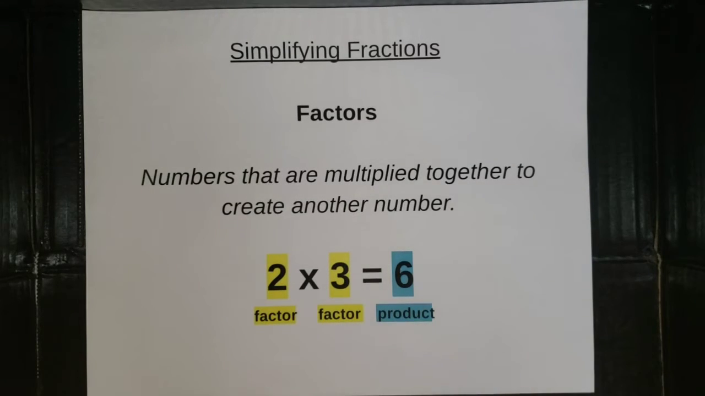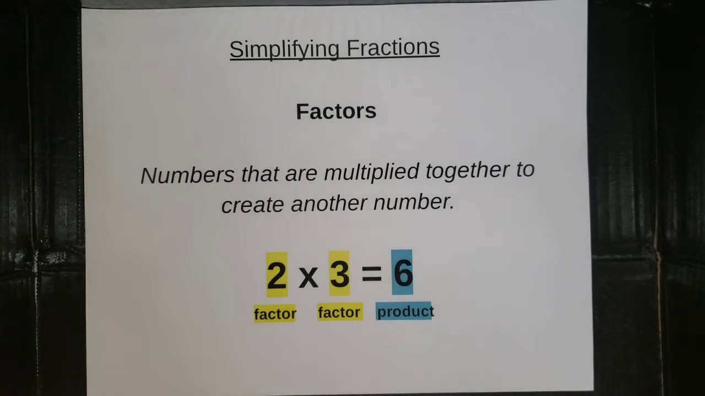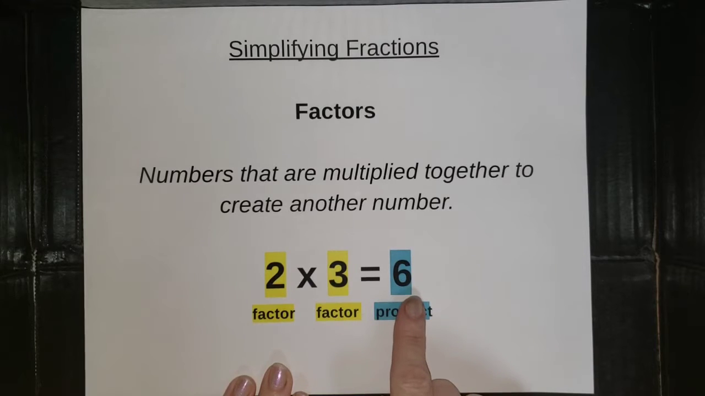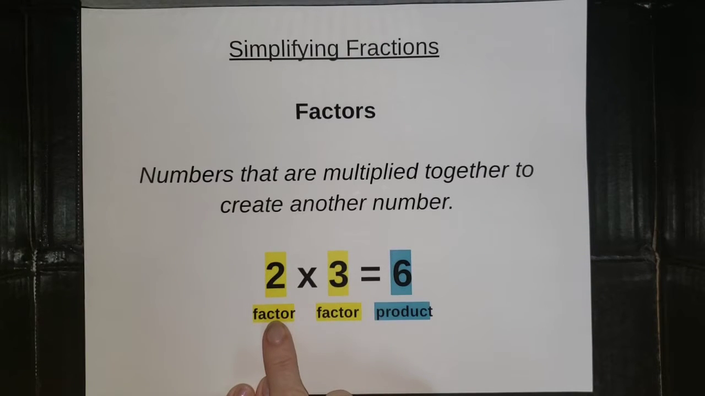Let's start with doing some quick vocabulary review. Factors. Factors are numbers that are multiplied together to create another number. So here in this multiplication sentence of 2 times 3 equals 6, 2 and 3 are both factors, and 6 is the product.